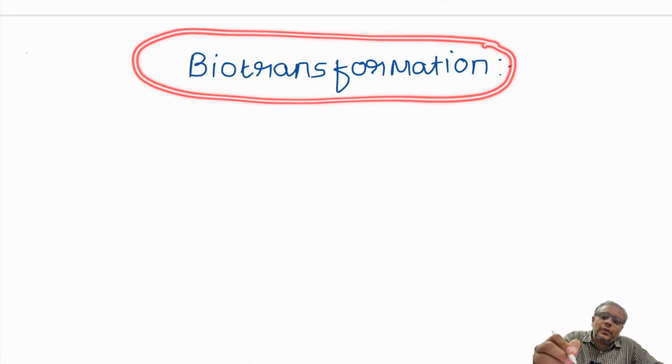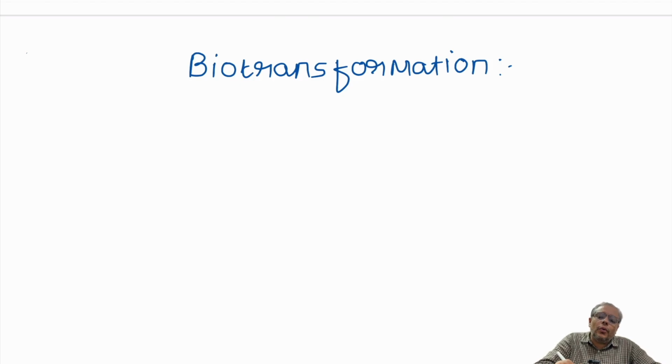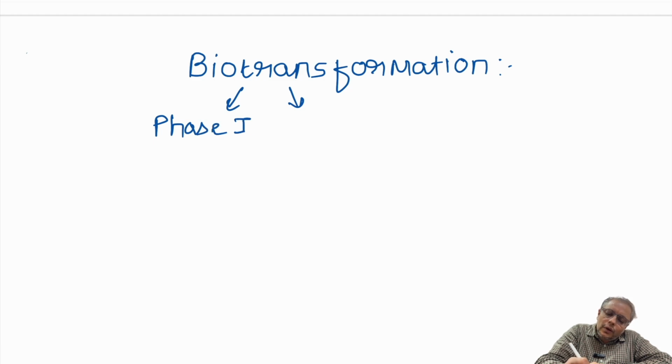In the previous session, we have discussed what is biotransformation. What is biotransformation? It is a chemical alteration of drug inside the body with the primary objective to convert the drug from lipid soluble to water soluble. Now there are two types of biotransformation reaction, that is phase 1 reaction and phase 2 reaction.